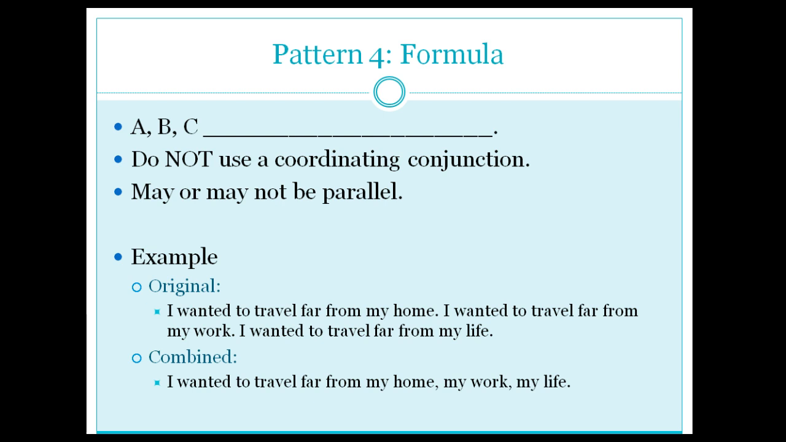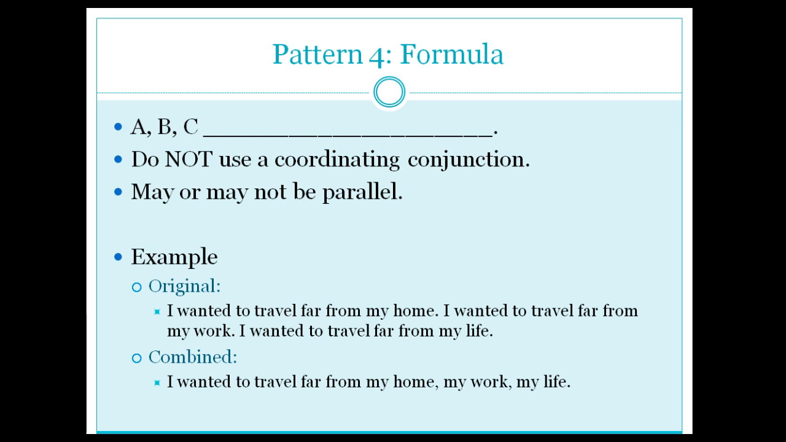The example. The original sentence is that I wanted to travel far from my home, I wanted to travel far from my work, I wanted to travel far from my life. So to combine them, we keep the part that's the same consistent. I want to travel far from. We keep the my with each of those 3 things because it grammatically makes a little more sense. Rather than saying I want to travel far from my home, work, and life, I want to travel far from my home, my work, my life.